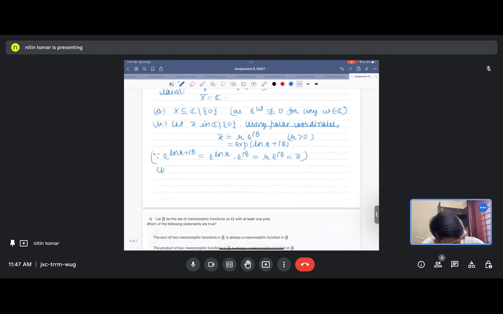Now you choose any k in the natural numbers such that the modulus of the number ln r plus iota theta plus 2k pi is greater than 1. You can always do that, right?